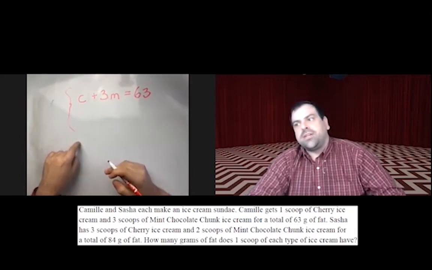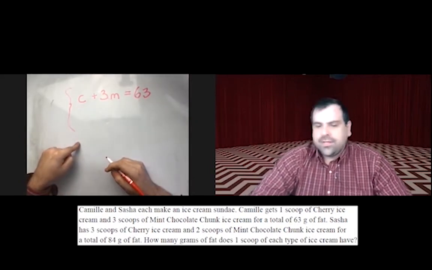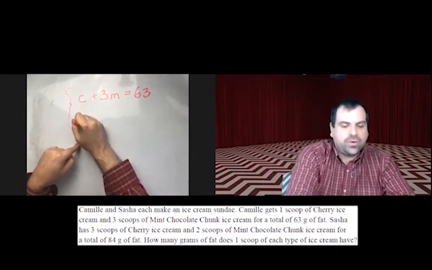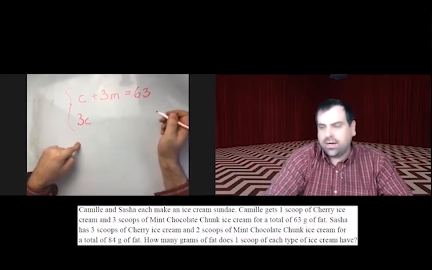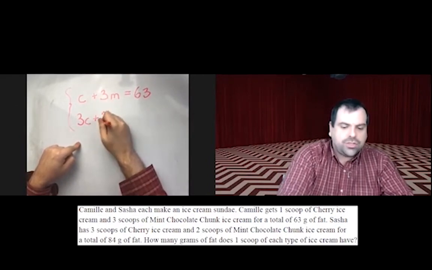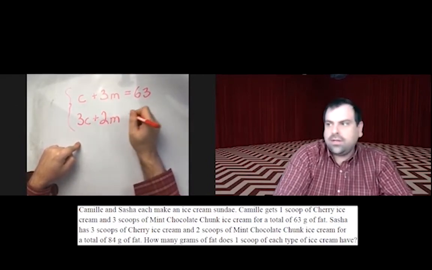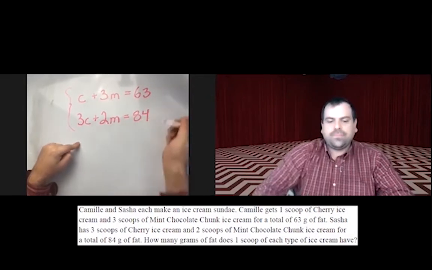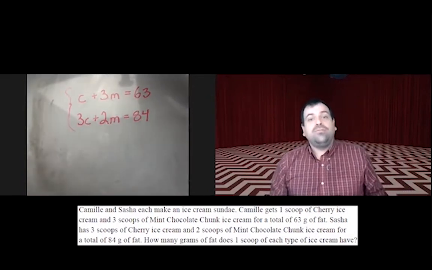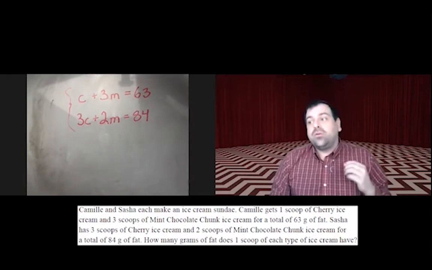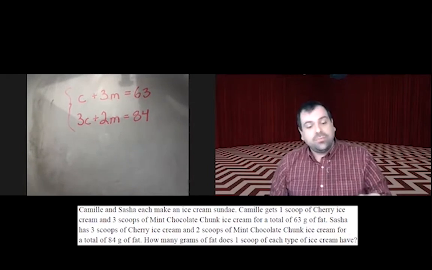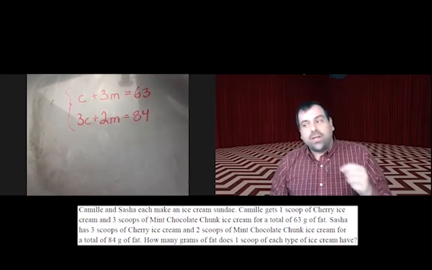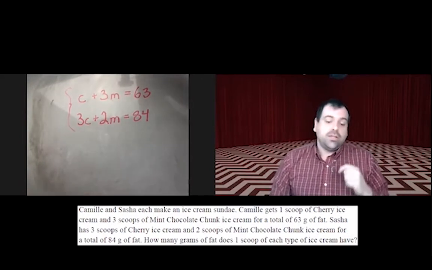Now let's do the same with Sasha. Sasha has 3 scoops of cherry and 2 scoops of mint for a total of 84. Now, if we solve for C and M, we'll get the grams of fat in 1 scoop of cherry and 1 scoop of mint chocolate chunk.